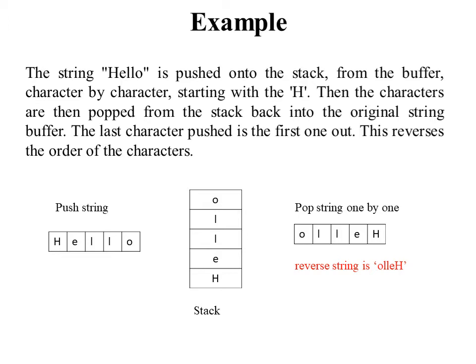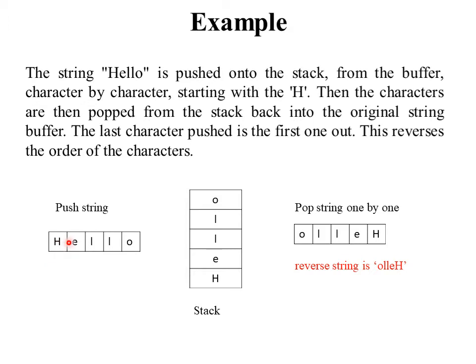Example for reversing a string. The string hello is pushed onto the stack from the buffer character by character, starting with H. Then the characters are popped from the stack back into the original string buffer. The last character pushed is the first one out. This reverses the order of the characters. So see here, this is our array and we store the hello string here.